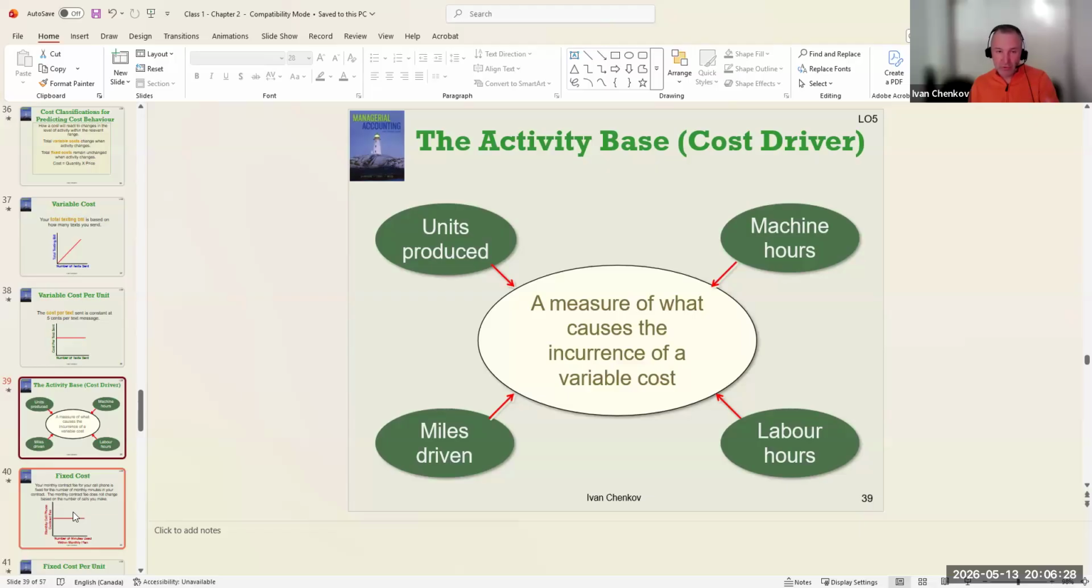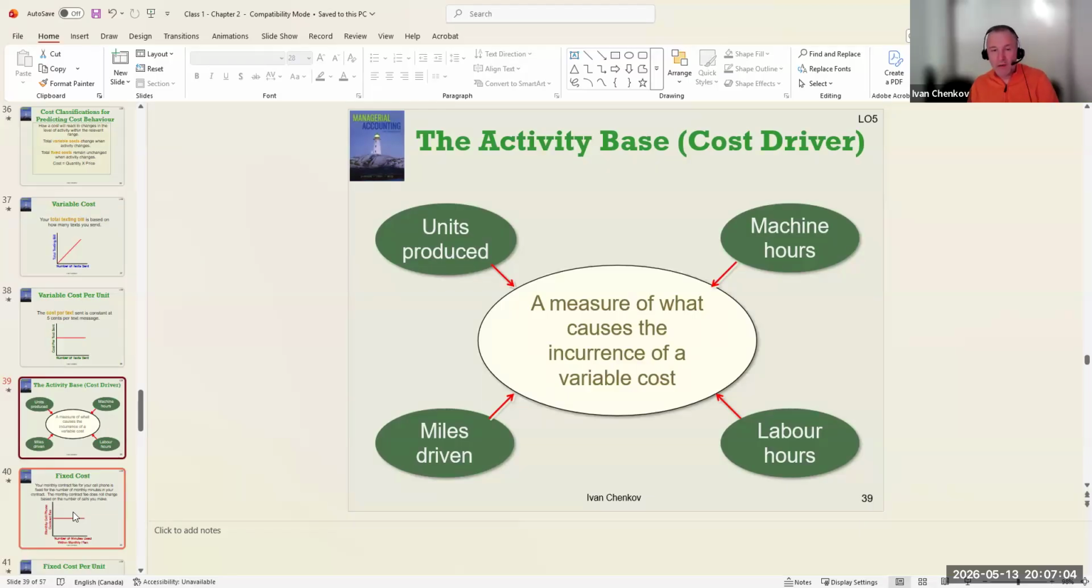But if I produce more units, my cost for production is going to go up. So what drives the cost in this case? My production. The more I'm producing, the more cost. The less I'm producing, the less cost. The other thing can be machine hours. If my machine works 1 hour, my cost will be less. But the more my machine works, the more the costs start going up for me.